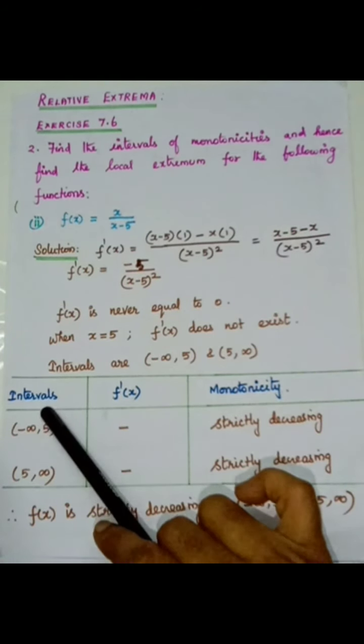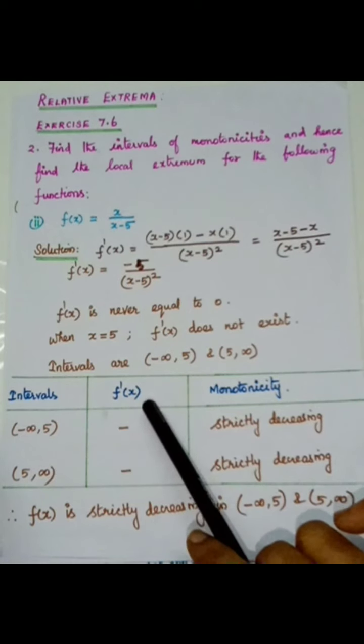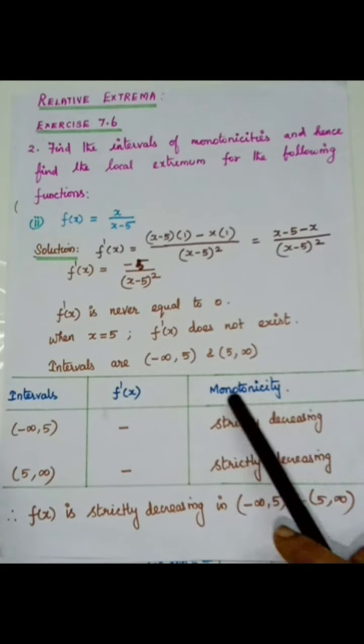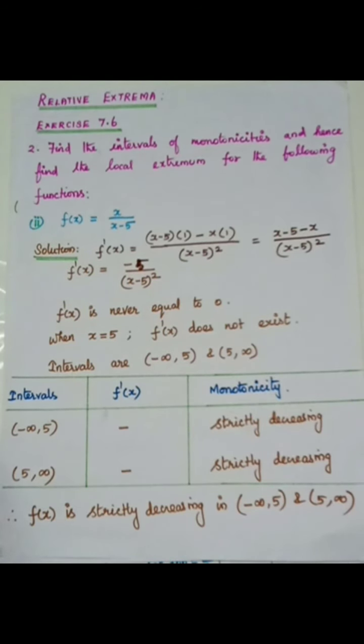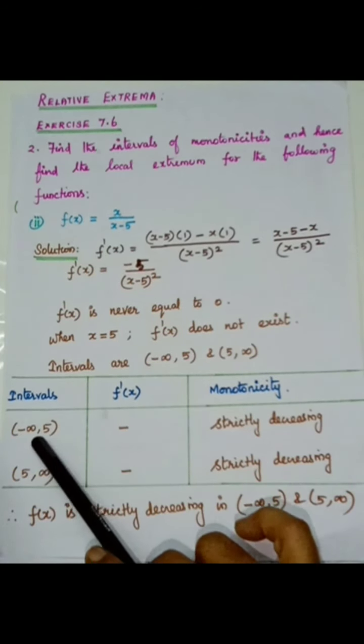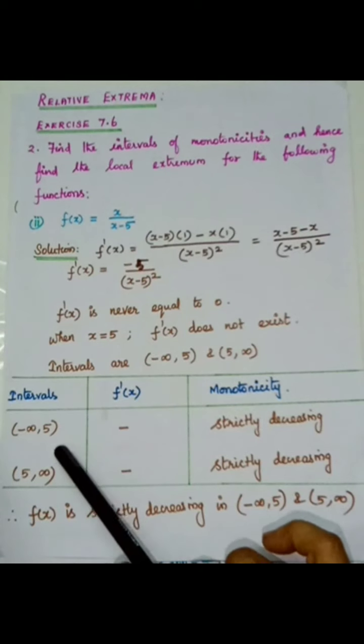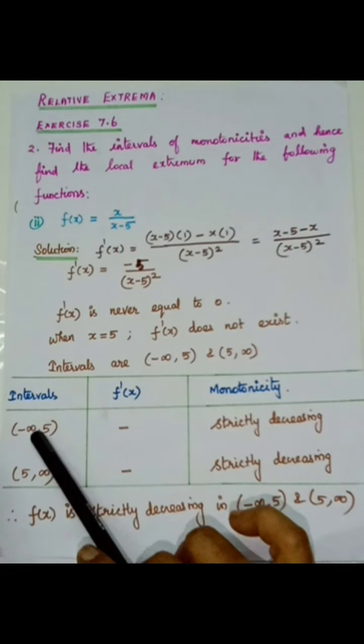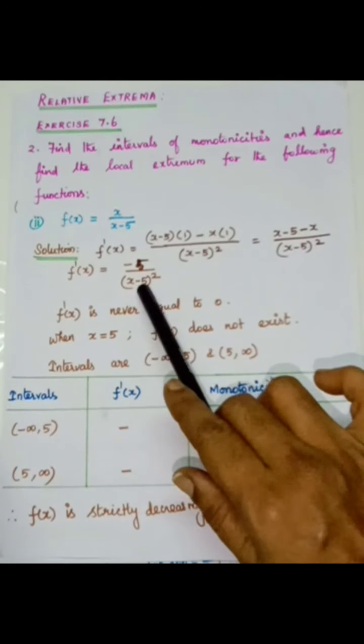So, intervals, and you have to check the sign of f dash of x and you have to write about the monotonicity, that is whether it is increasing or decreasing. Okay, I will consider the first interval minus infinity to 5. You take any point, so we can take 0. Okay, so when you substitute here, what will come?